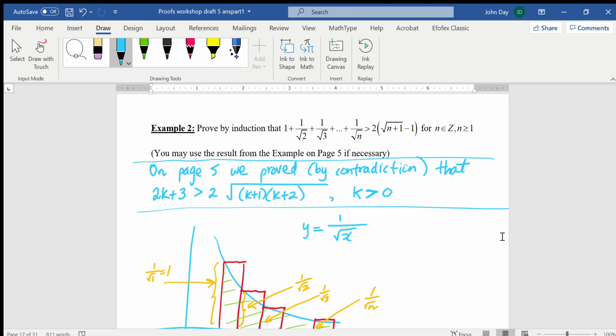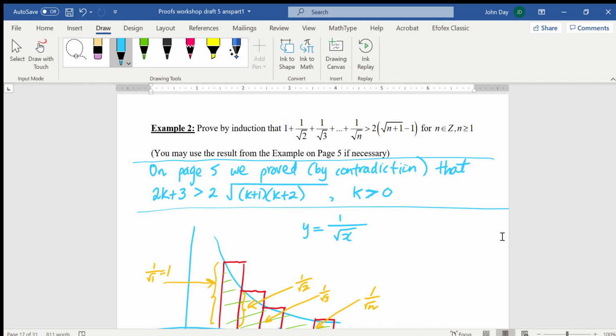Well, that's a little annoying. I just recorded this example 2 of inequality proof by induction, and it all went black and died and it wasn't there. So I'm going to talk you through this again up to the point that we were starting on the proof.